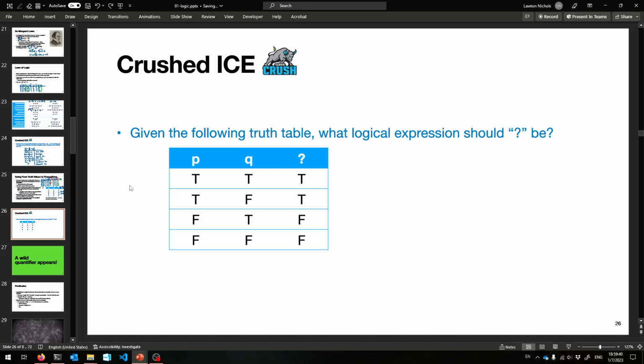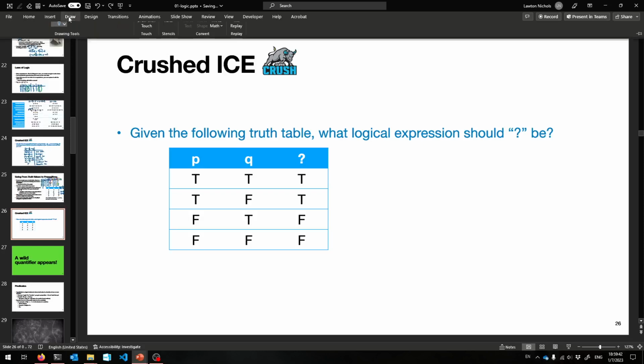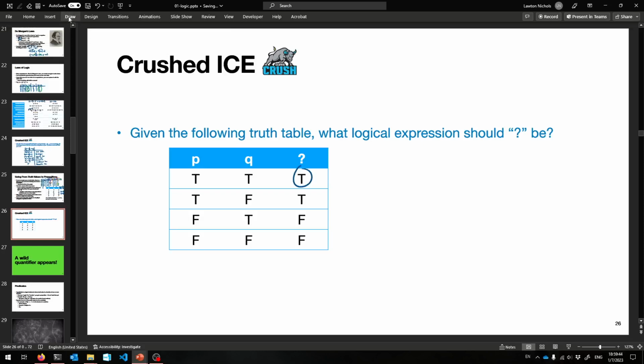Did you figure it out? So, you extract the true cases. So it's true here and here, don't care about anywhere else. So immediately I can read off the answer. This is true in this case because P is true and Q is true. P is true and Q is true. That's how you represent it, just like that.